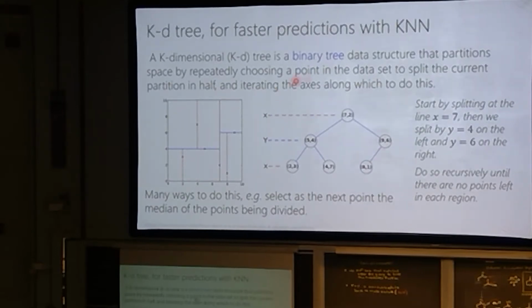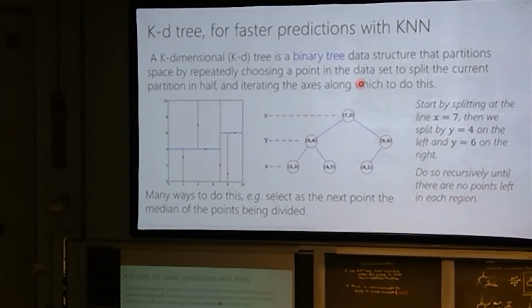One of the data structures that's quite common with k-nearest neighbors is a KD tree, which is like a binary tree data structure that essentially keeps partitioning the space by repeatedly choosing a point in the data set to split in half. And then it typically will iterate between the axes to do that. In this example, which is a 2-dimensional example, it's going to iterate by putting a split horizontally, then vertically, and every time it does, it partitions the space. For example, it starts by splitting at the line x equals 7.